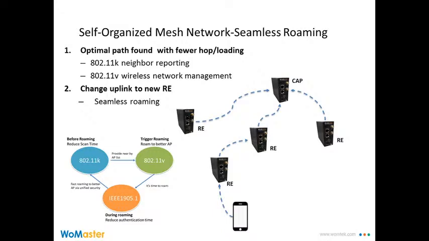Each roaming has three stages. Before the roaming, 802.11k radio resource measurement sends the client list of neighbors to reduce the scan time. Before the topology changes, each node is informed which nodes are beside it. If there is any change, it doesn't need to rescan.